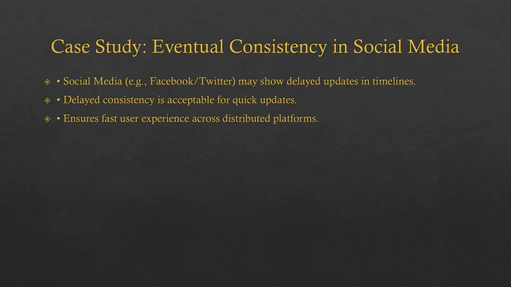Social media platforms like Facebook and Twitter are perfect examples of systems that use eventual consistency. When you update your status or post, it might take a while for that update to appear on every device or in every feed. The system focuses on quick updates and fast responses even if the data isn't immediately consistent across all replicas.